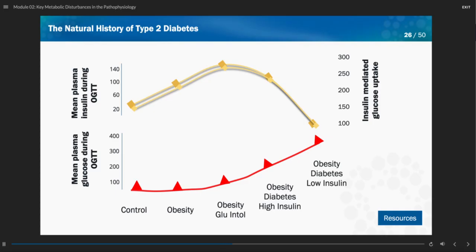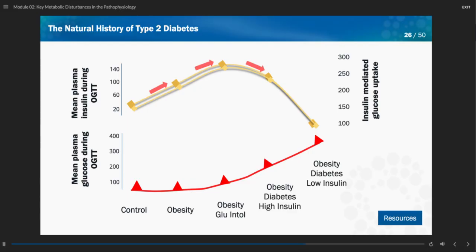In the control, insulin is relatively low, but notice in the obese person, even though the sugar is normal throughout the glucose tolerance test, it took a lot more insulin to do that. That might explain why they're a little more obese. There's even more insulin secreted by the obese person with glucose intolerance. And then you see the pancreas function begins to drop off, and there's less and less insulin trying to put that glucose away.